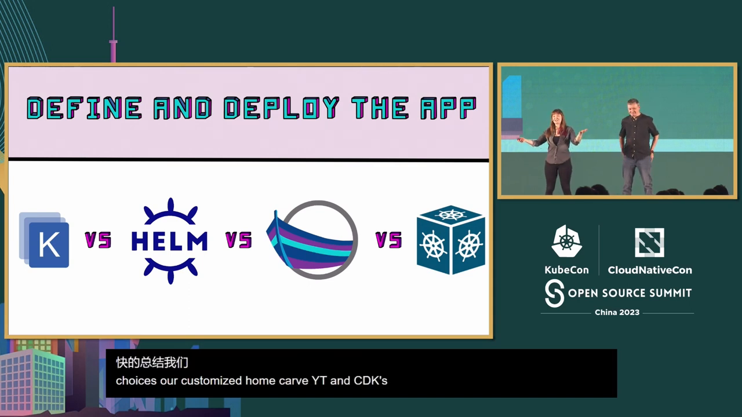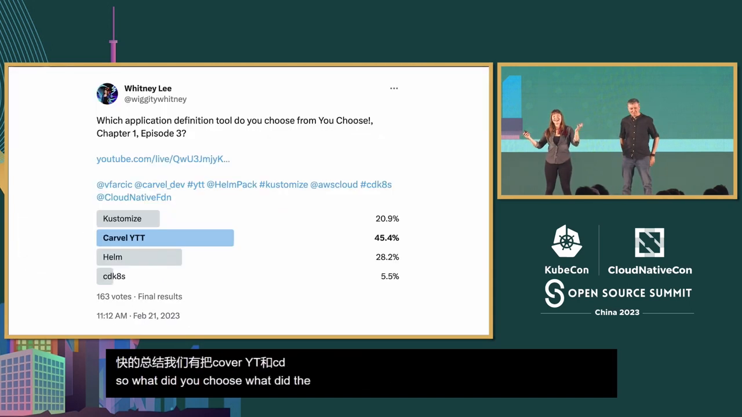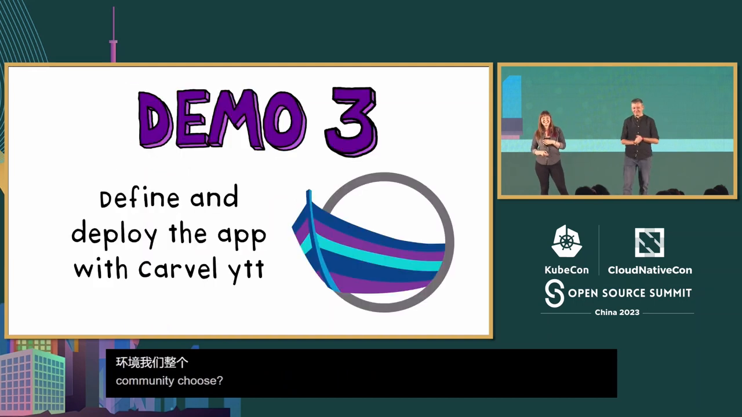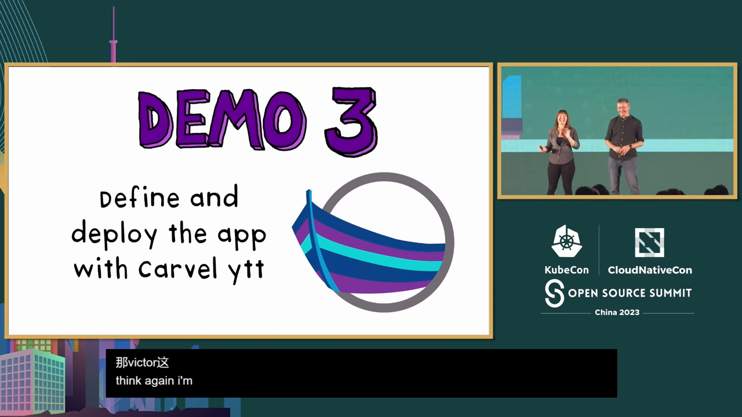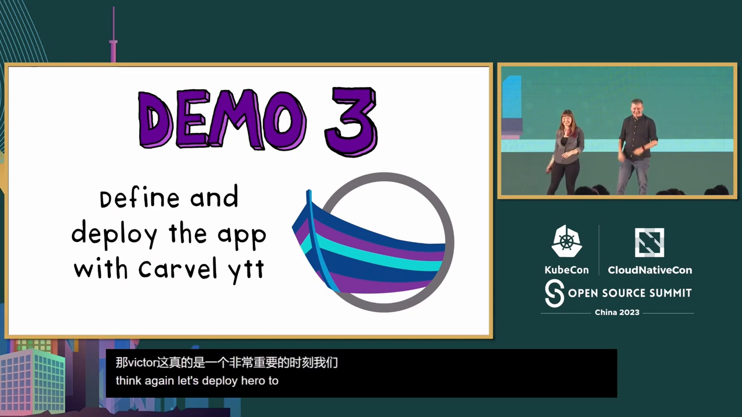So what did you choose? What did the community choose? Carvel YTT. So Viktor, this is the big moment. Let's deploy Hero to production and help them live the dream.